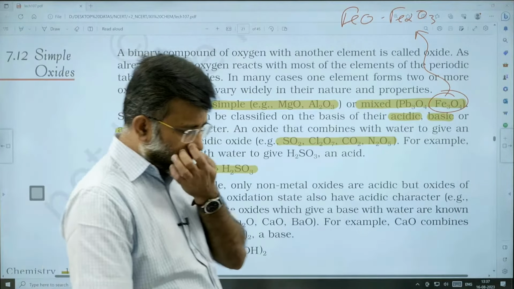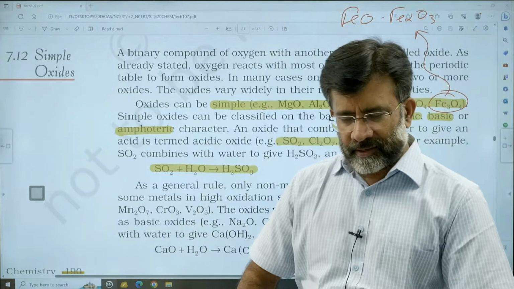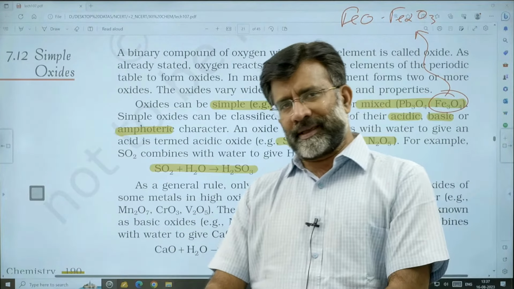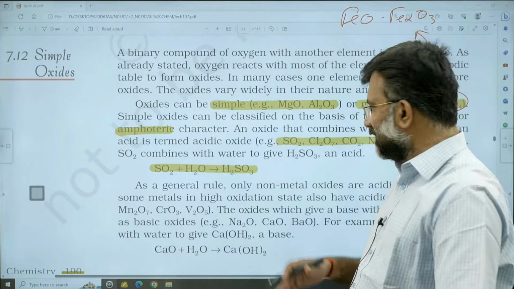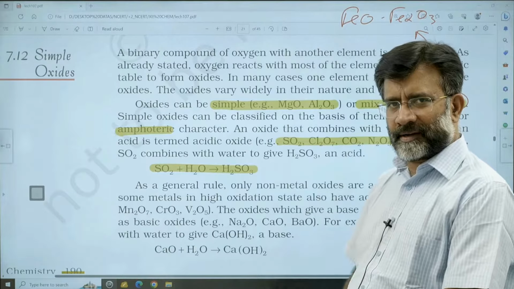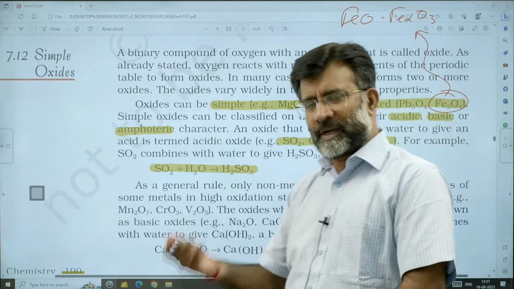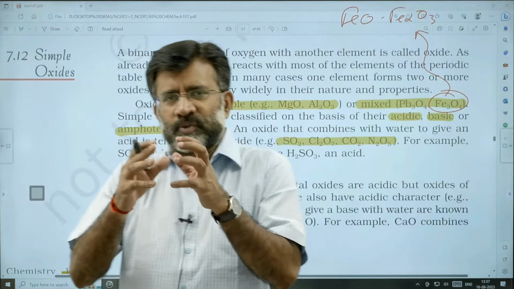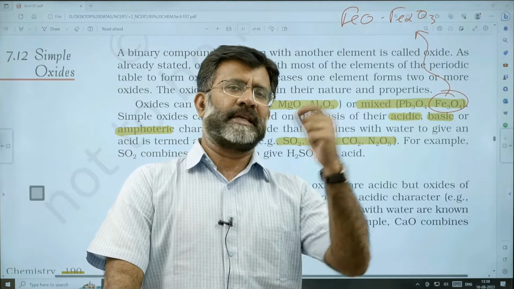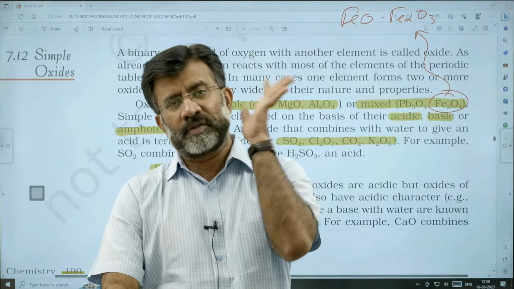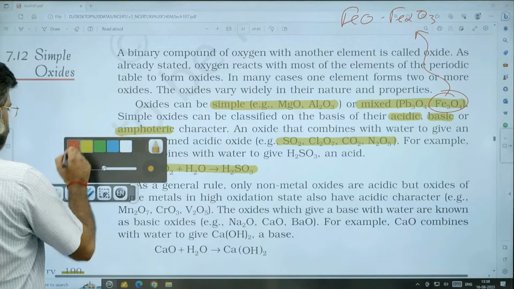SO2 when treated with water gives sulfurous acid. SO3 when treated with water gives sulfuric acid. Carbon dioxide with water gives carbonic acid. N2O5 with water gives nitric acid. Cl2O7 with water gives perchloric acid. So that is what an acidic oxide is: an oxide which, when treated with water, gives an acid. It is very simple to write the reaction.